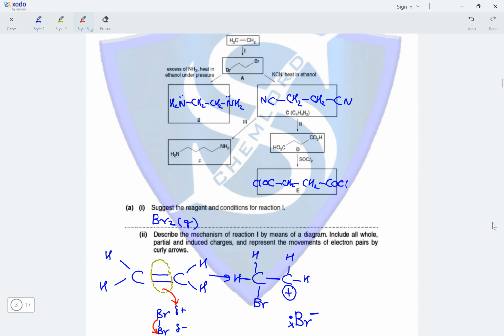Now, the lone pair of electrons on the bromide ion are attracted towards the positive charge on the carbocation, resulting in the formation of the final product, which is 1,2-dibromoethane. And this is the mechanism of electrophilic addition with which 1,2-dibromoethane forms from the reaction between ethene and bromine.